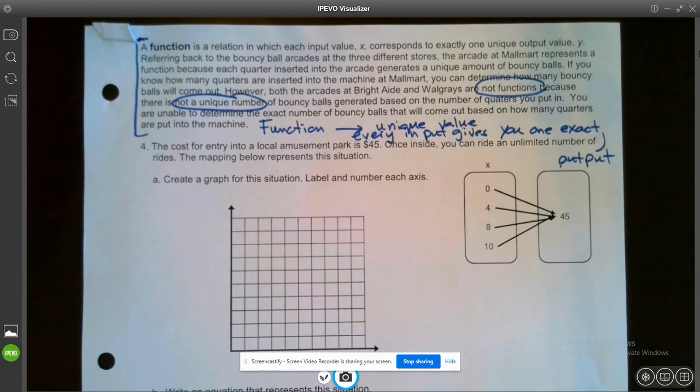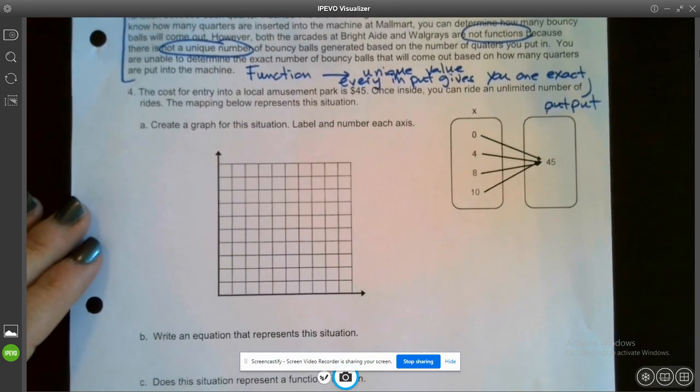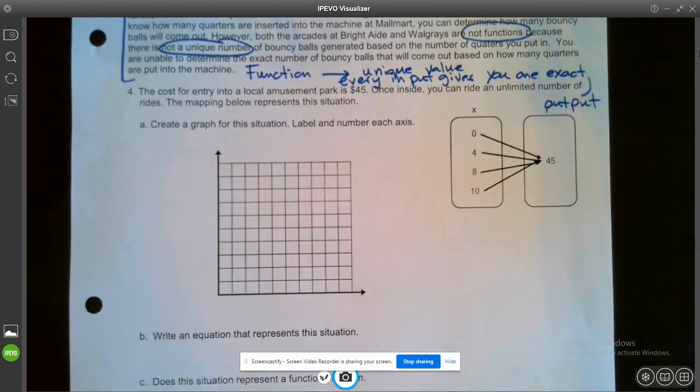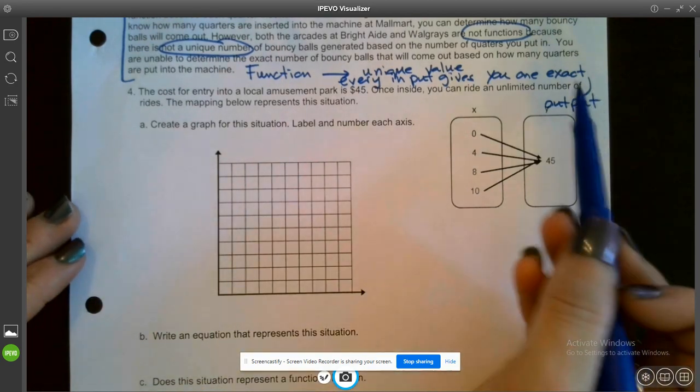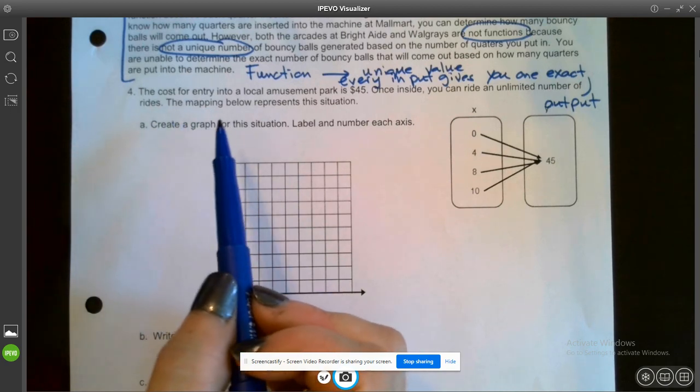Okay, let's look at another scenario. We're not doing bouncy balls anymore. We have enough of those. We're actually going to go to a local amusement park, and the cost for entry is 45 bucks. Okay, awesome. This is not Disneyland prices. This is cheaper. Once inside, you can ride an unlimited number of rides. The mapping represents the situation.